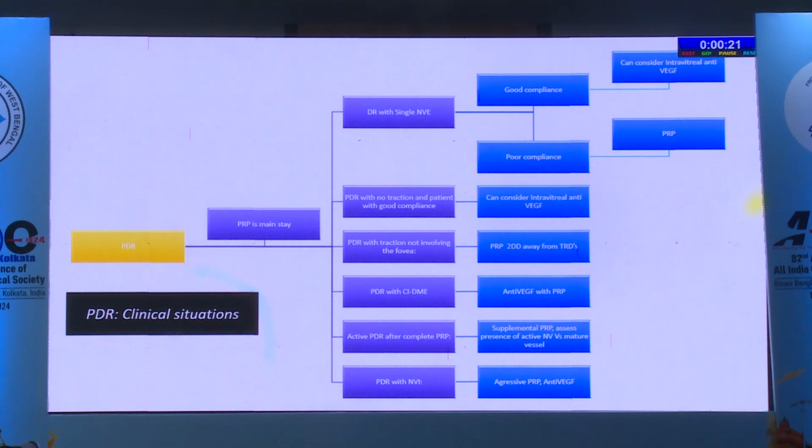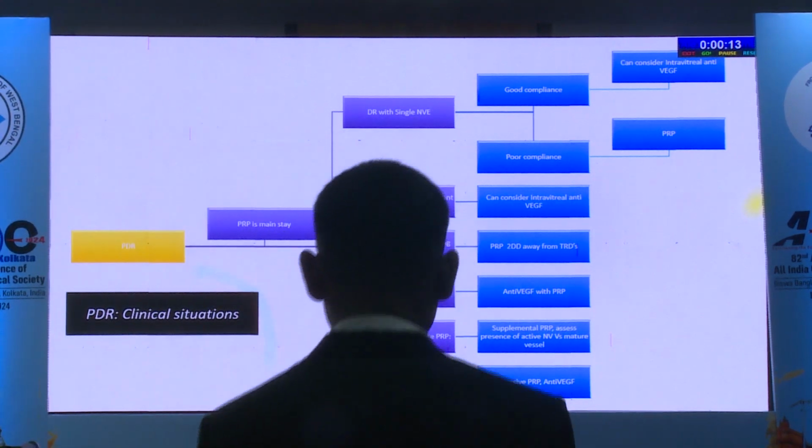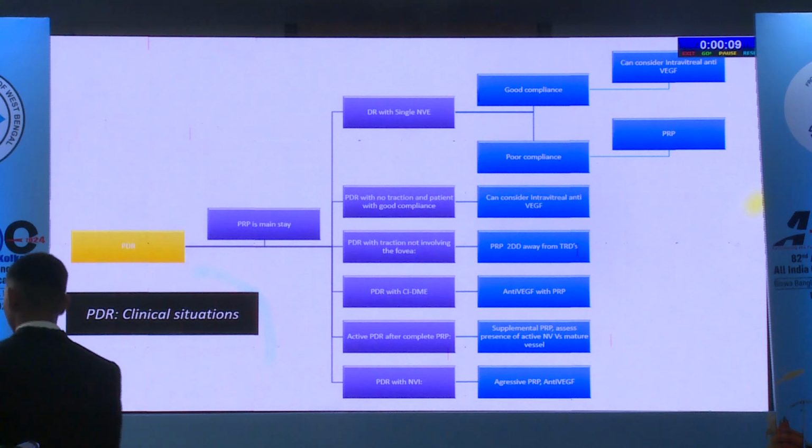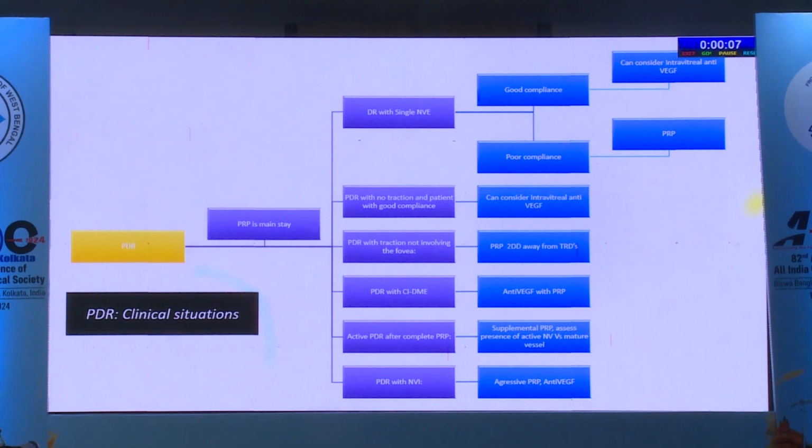If it is with center involving DME, you do anti-VEGF with PRP. If it's active PDR, even despite your complete panretinal photocoagulation, you assess the size of the vessel, whether they are mature vessels or still immature vessels. Mature vessels, you can wait. If it is immature vessel, you go ahead doing a supplemental PRP.